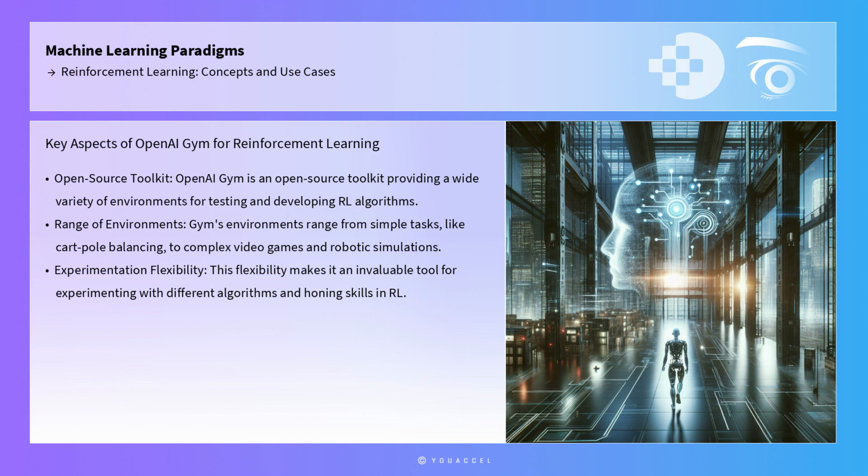One of the most notable frameworks for implementing reinforcement learning is OpenAI Gym, an open-source toolkit that provides a wide variety of environments for testing and developing RL algorithms. Gym's environments range from simple tasks like cart pole balancing to complex video games and robotic simulations. This flexibility makes it an invaluable tool for experimenting with different algorithms and honing skills in RL.